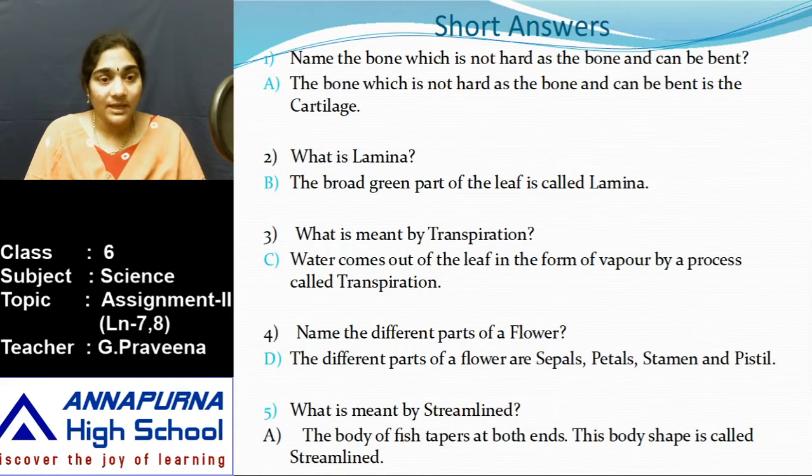Name the different parts of a flower. The flower consists of four different parts. They are sepals, petals, stamen and pistil.